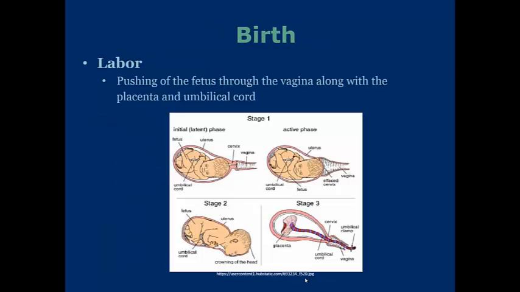The last thing we'll go into is birth. Birth for humans is done via labor, which is when the fetus is pushed through the vagina along with the placenta and the umbilical cord. This is triggered by contractions in the cervix, which causes it to expand. When the infant is ready, the amniotic fluid in the sac is going to burst, and the infant is going to be pushed out through the vagina. There are obvious complications with this, which is why processes like a C-section are required at times.